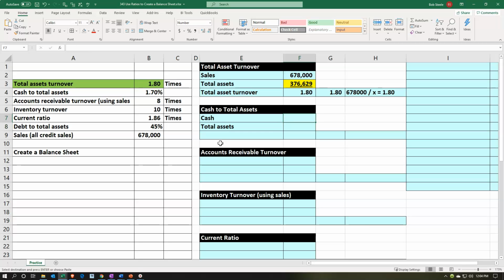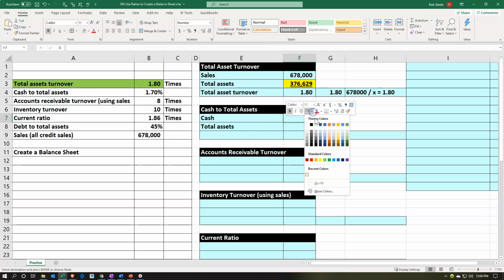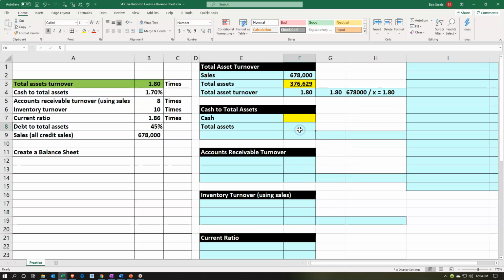So we're then going to say, okay, then the cash is the unknown. I don't know what cash is, but we do know what the total assets are. The total assets we just calculated up top, and that's going to give us our cash to total assets. So we'll do the division problem. Let's say that we know this number. Cash to total assets is 1.7%. Let's make that a percent. Go into the Home tab, number, percent, add some decimals.